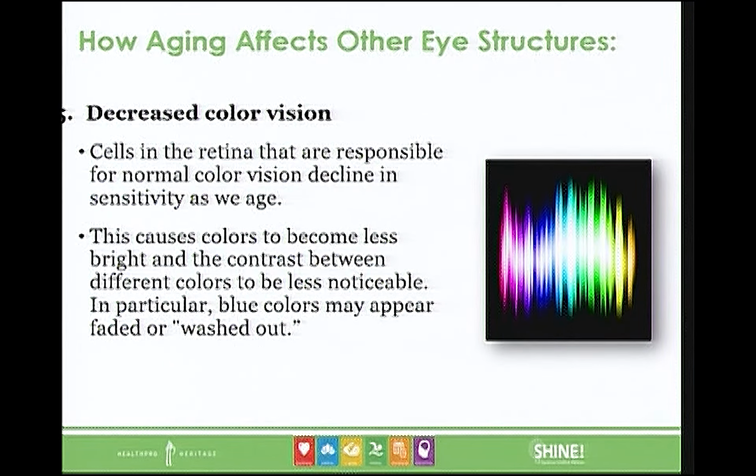Decreased color vision. So the cells in the retina that are responsible for normal color vision decline in sensitivity as we age. This causes colors to become less bright and the contrast between different colors to be less noticeable. In particular, blue colors may appear faded or kind of look washed out.